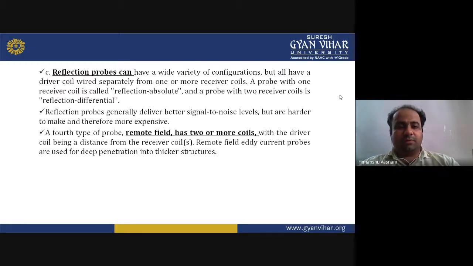The fourth type of probe is known as remote field, which has two or more coils, with the driver coil being inspected from the receiver coil. Remote field eddy current probes are used for deeper penetration into thick structures.